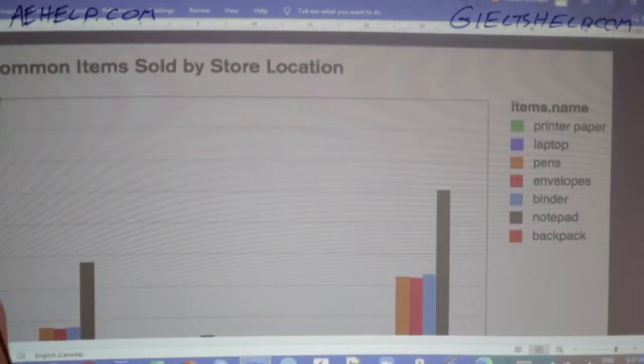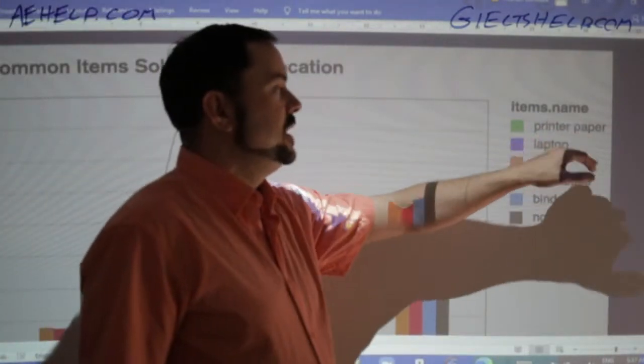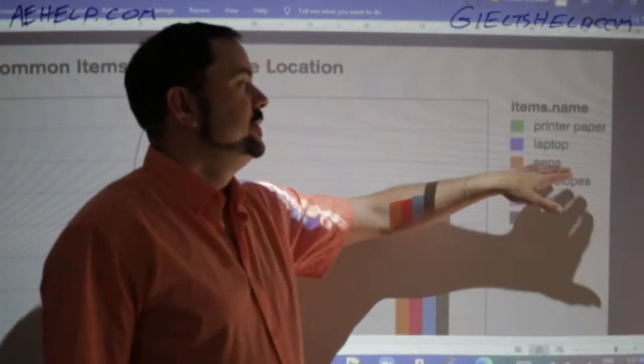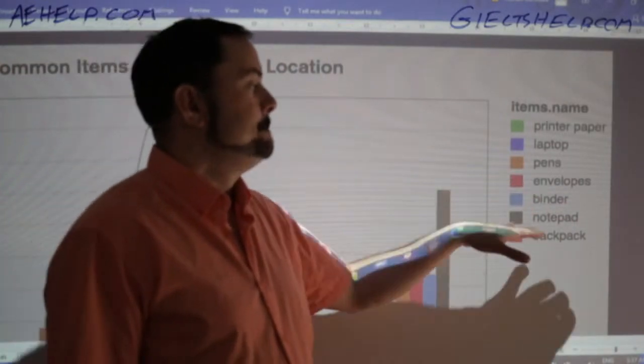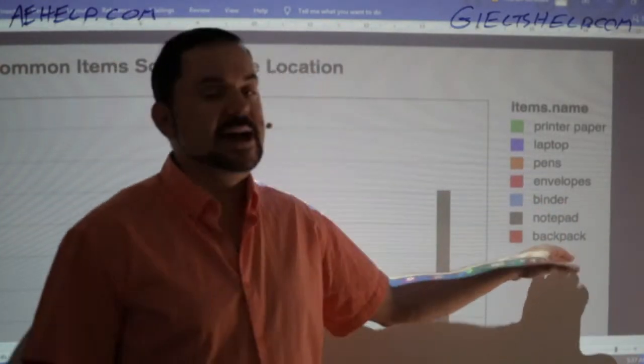Okay, so here are the item names. We have printer paper, laptops, pens, envelopes, binders, notepads, and backpacks.